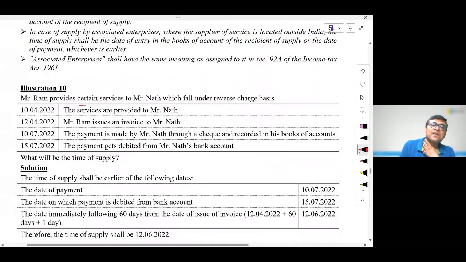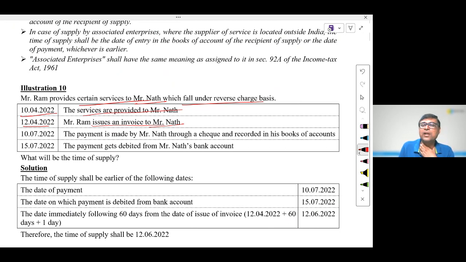Mr. Ram provides certain services to Mr. Nath, which falls under reverse charge basis. On 10th April 22, the service was provided to Mr. Nath. On 12th April, Mr. Ram issues an invoice to Mr. Nath. On 10th July, the payment is made by Mr. Nath through a cheque and recorded in his books of accounts. On 15th July 2022, the payment gets debited from Mr. Nath's bank account. Since this is under reverse charge basis, we are supposed to examine 3 dates.